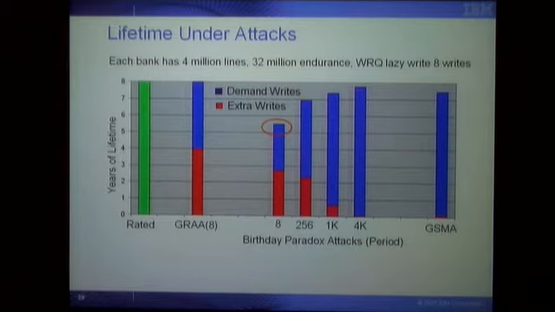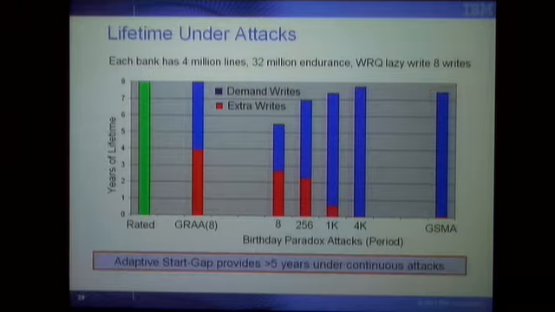As the number of attack lines increase, as the period reduces, the overhead reduces as well. Under a stealth mode type of attack, your lifetime is still more than 7 years. So what this does is it gives you a lifetime in the range of years, even under attacks.